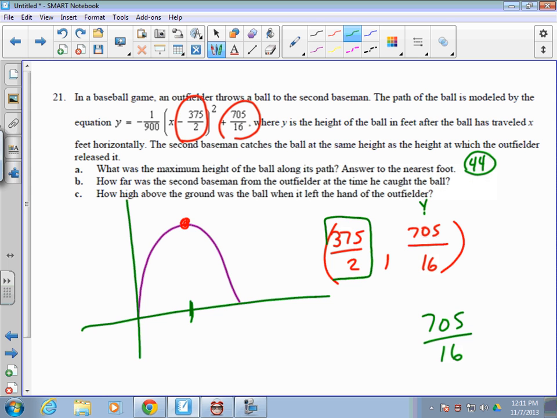You're looking at the x value, 375 divided by 2. Again, that's not an even number, so it's not going to divide evenly, but we'll estimate it to the nearest foot, 187 feet. Actually, it's a half foot, so we'll round that up to 188 feet away. And then it says, how high above the ground was the ball when it left the hand of the outfielder? And that's where this comes into play right here, negative 1 over 900.